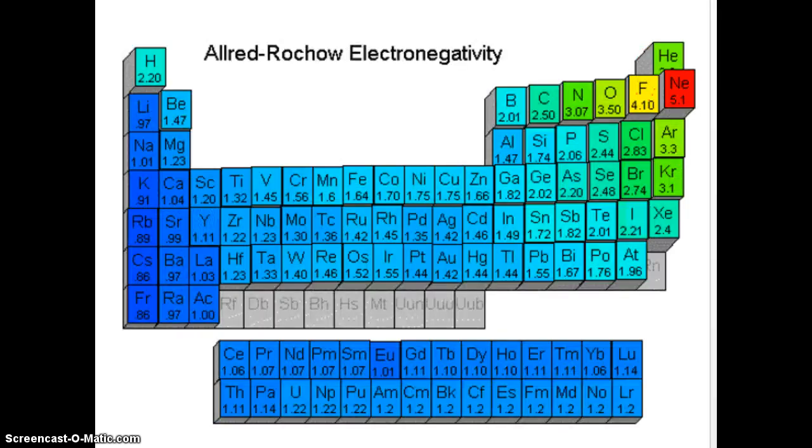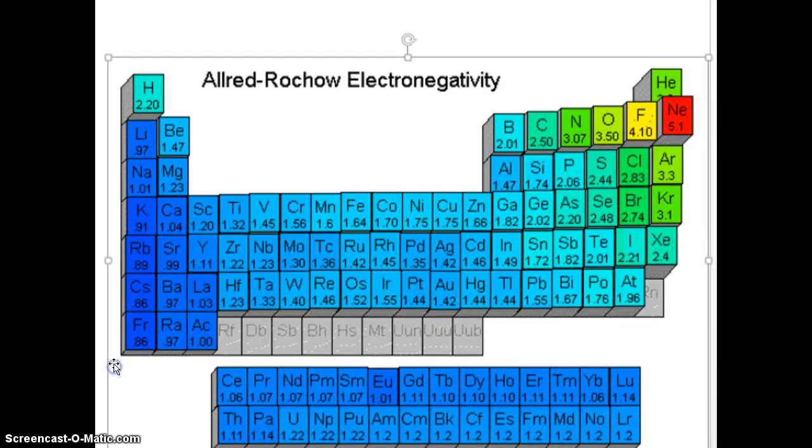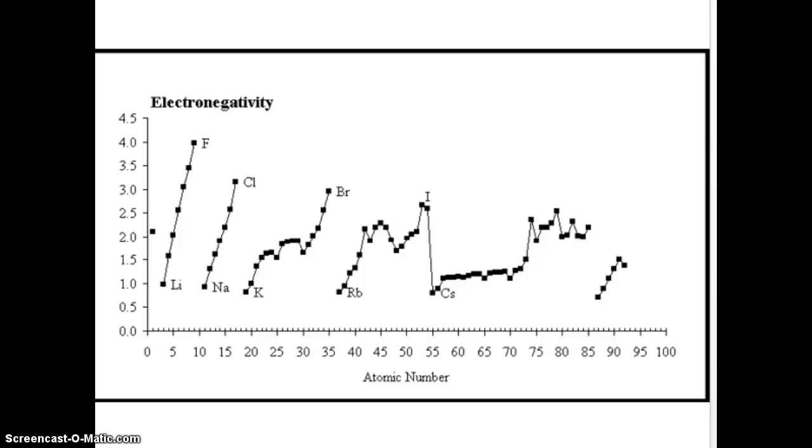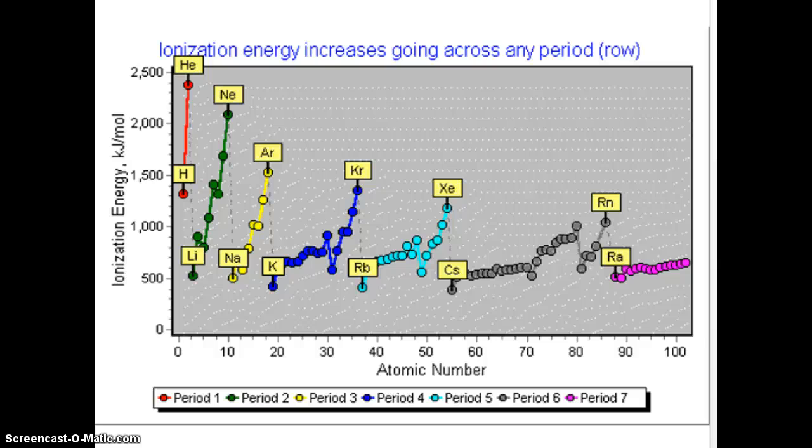We'll pause there. Now, two more trends that we have that are quite similar are electronegativity, which this graph shows. And you can see that the low number is down here by francium, and the high numbers are up here by helium and neon. The other pattern is this one right here, ionization energy. And here's one that has ionization energy. You can see that the atomic size or radius kind of goes along with the ionization energy, which kind of goes along with the electronegativity.